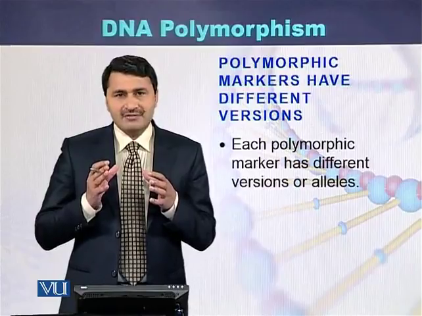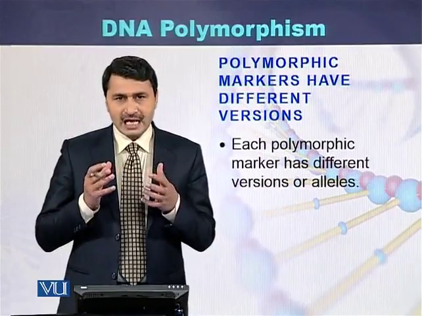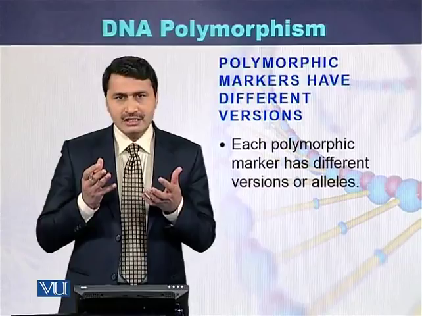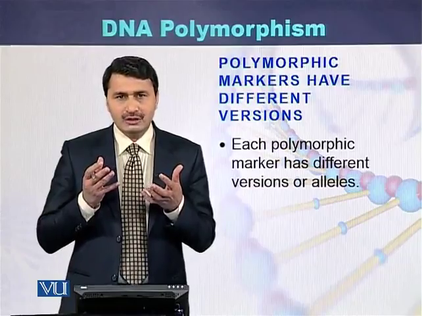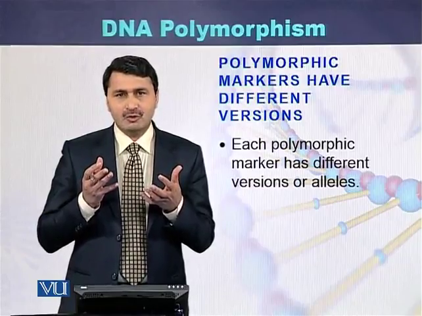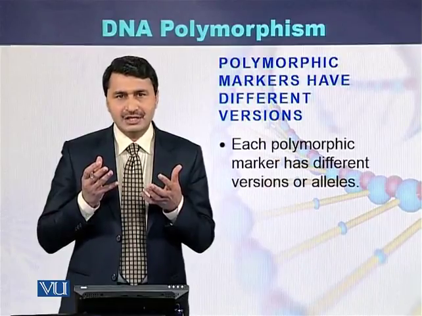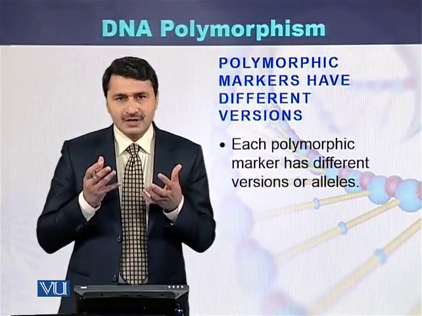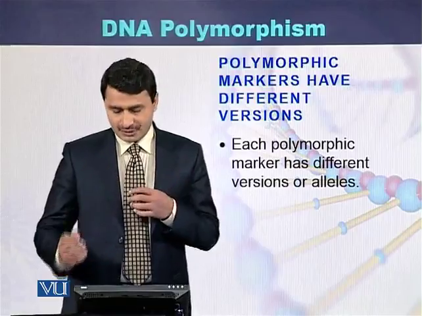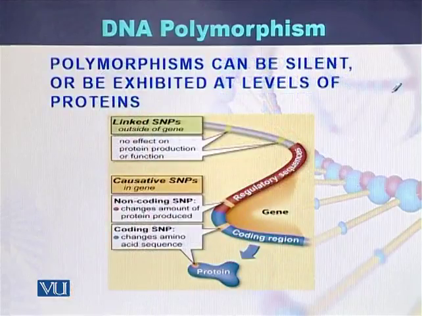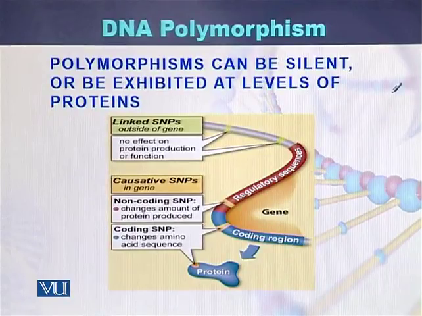Polymorphic markers have different versions. There can be 2 versions or 2 alleles, and there can be more than 2 alleles, like in case of polygenic traits where there are multiple alleles or multiple versions of the polymorphisms. In this diagram, we can see what linked SNPs and causative SNPs are. Polymorphism can be silent, and it can be exhibited at the level of proteins.